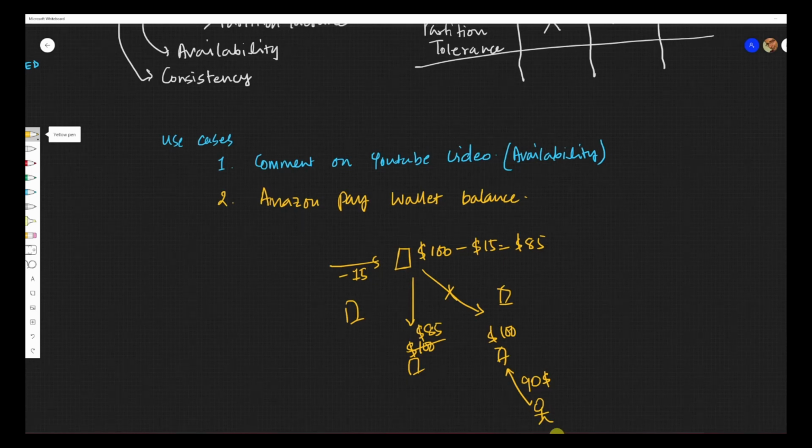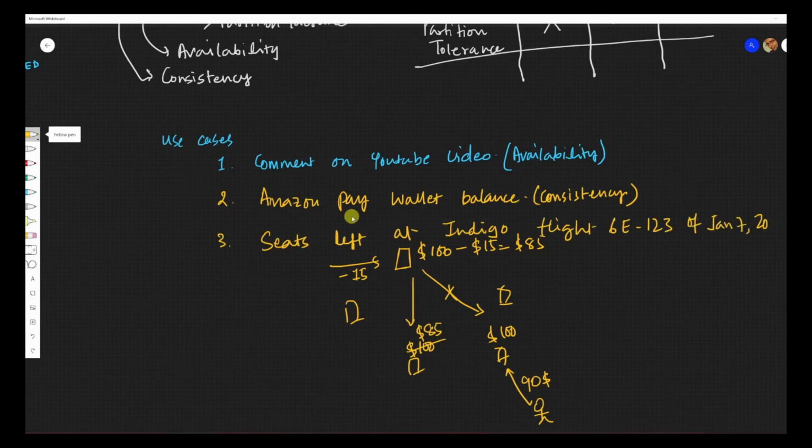So in these cases wherein we have some data which is really important, in those cases I will be choosing consistency over availability. Here the consistency matters to me. Just think of another example. So let me put down another example over here.